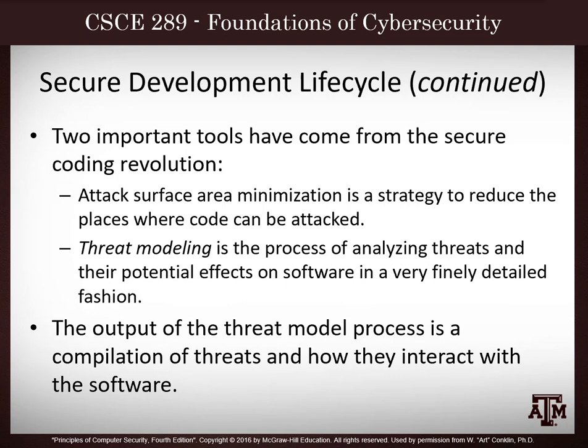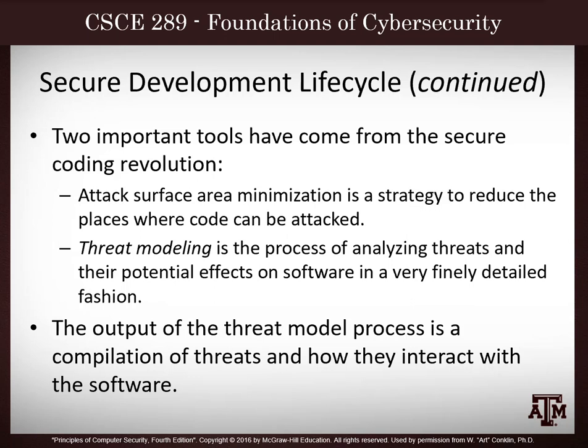So here's what you need to know in secure coding. You need to minimize attack surface areas. That's a strategy to reduce the places where code can be attacked. This is your OWASP top 10, your SANS top 25 programming errors. Then you need to do threat modeling, which is a process of analyzing threats and their potential effects on software to put in detection and protection mechanisms against threats. So the output of the threat model is a compilation of threats and how they're going to interact with the software.